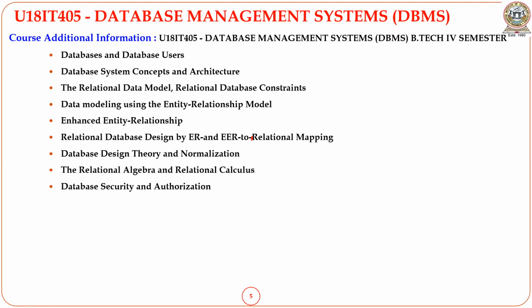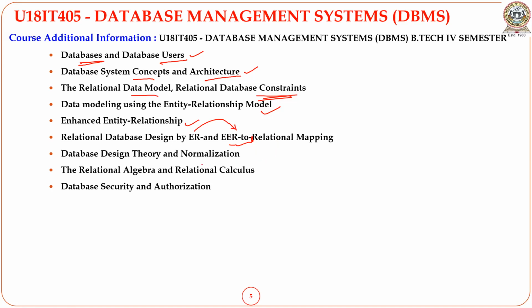But coming to additional information about this course, in this course you're going to learn about what is a database. You start from what is a database and who are the users of a database, and then the different concepts and architecture, what type of architecture it is. After that, you are going to learn about relational data models, relational database constraints. What are the conditions we can pose onto your database, and ER diagrams, EER diagrams, enhanced entity relationship diagrams, and how to convert from entity to ER to EER, and what is the relation between them, and how to map the ER, EER, that you are going to discuss.